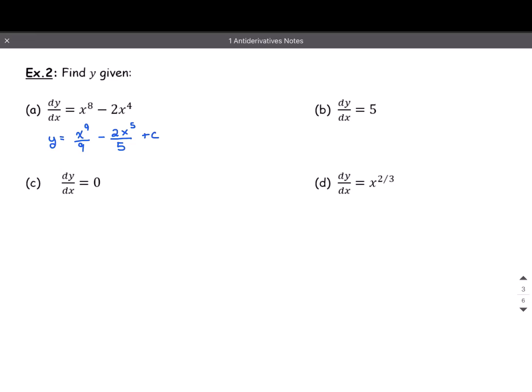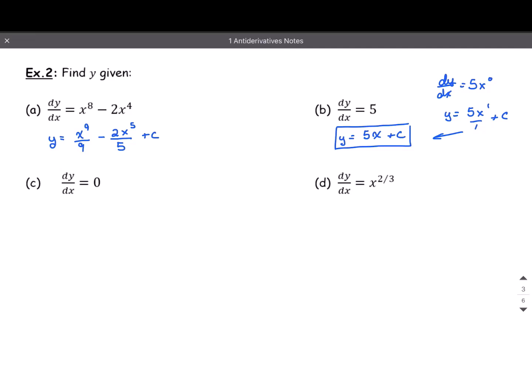Well, how about this one? dy dx equals 5. Now, there's no exponent on the x, right? But it's a constant. What has a derivative of just a constant? Well, that must have been 5 times the number x, and it could have had a constant here. Now, another way to think about this, dy dx is 5 times x to the 0. So when we find the antiderivative, we add 1 to that exponent and divide by 1, and that's the same as what we just did. Okay, so it does follow the same rule.